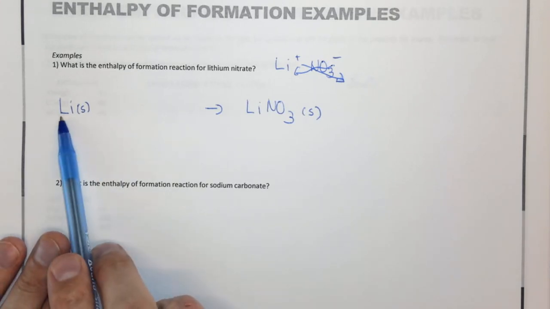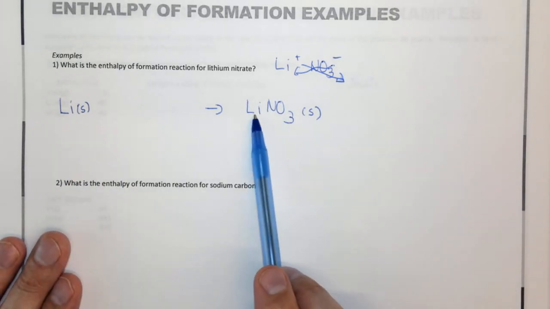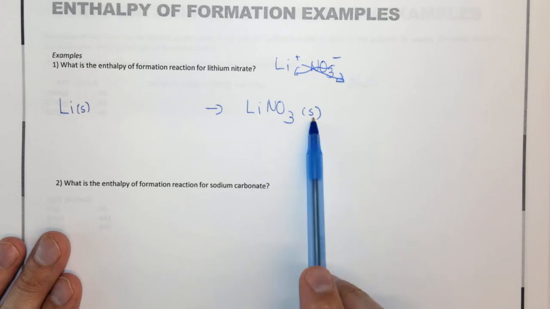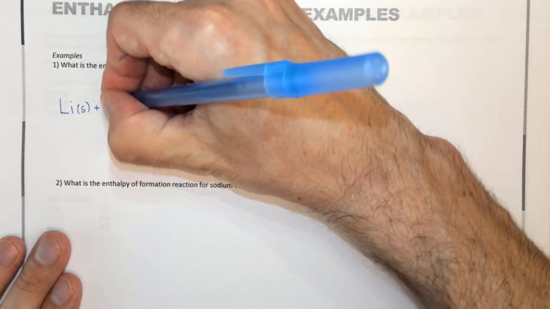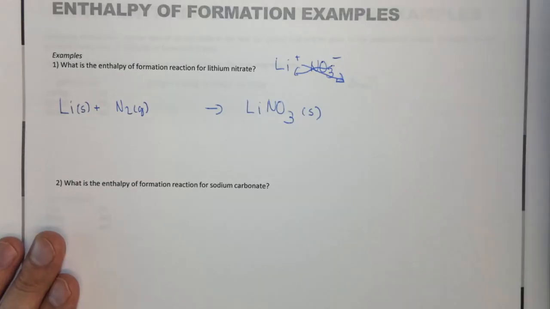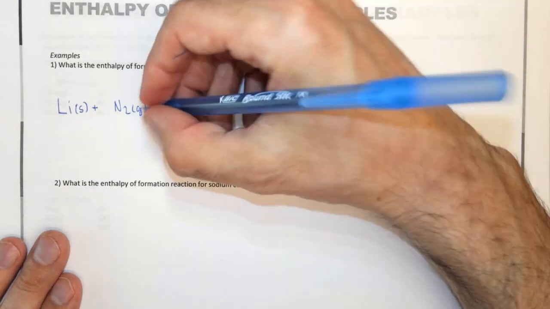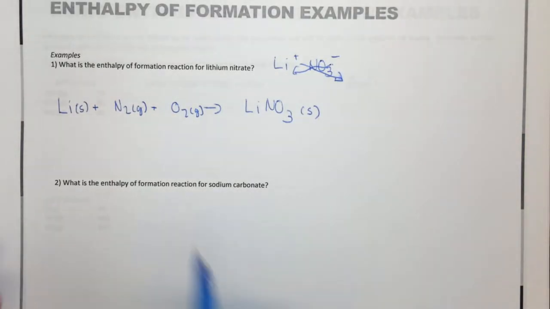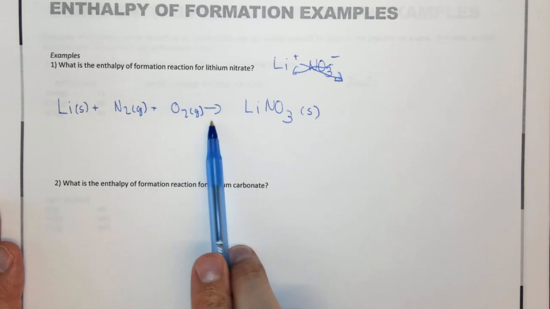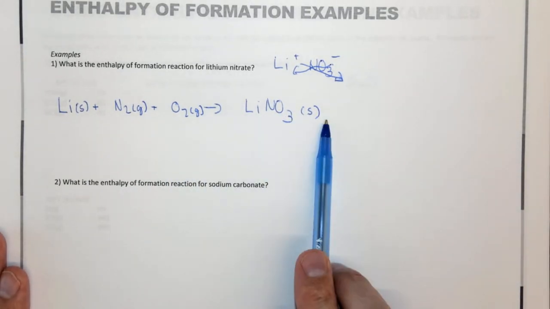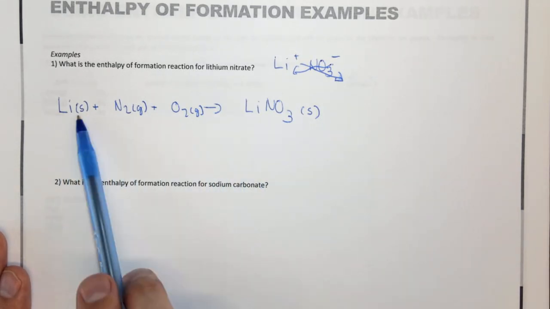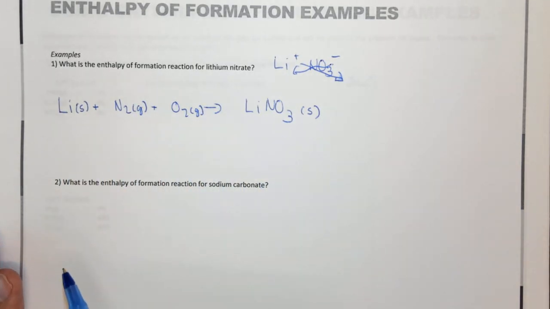So if we look at lithium nitrate again, lithium nitrate we're forming as a solid from its elements. So the first element we need is lithium. The second element we need is nitrogen, but nitrogen is a diatomic gas. And the last element we need is oxygen, which is also a diatomic gas. The enthalpy of formation of lithium, nitrogen, and oxygen are all 0. The enthalpy of formation of lithium nitrate is not. I should point out that that's by definition that elements have an enthalpy of formation of 0.